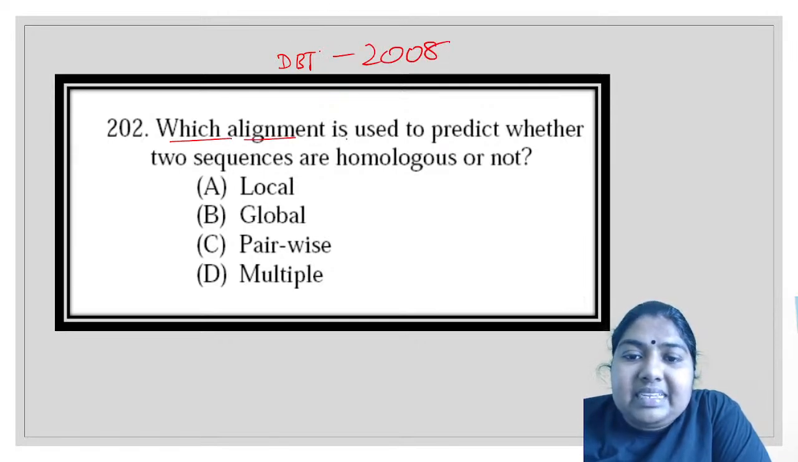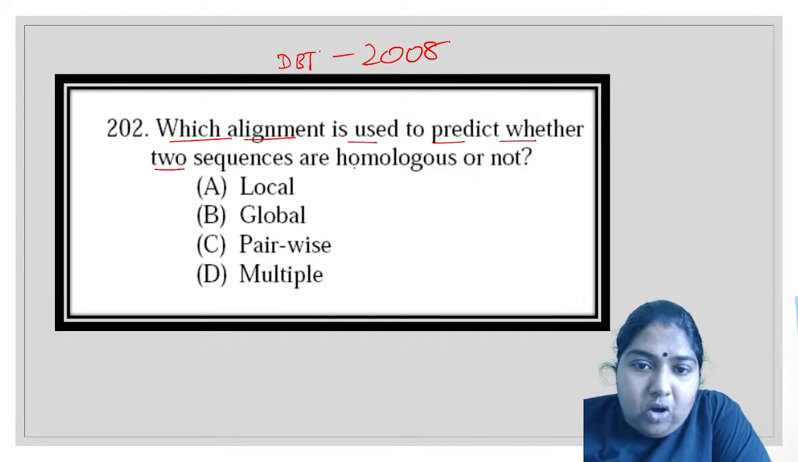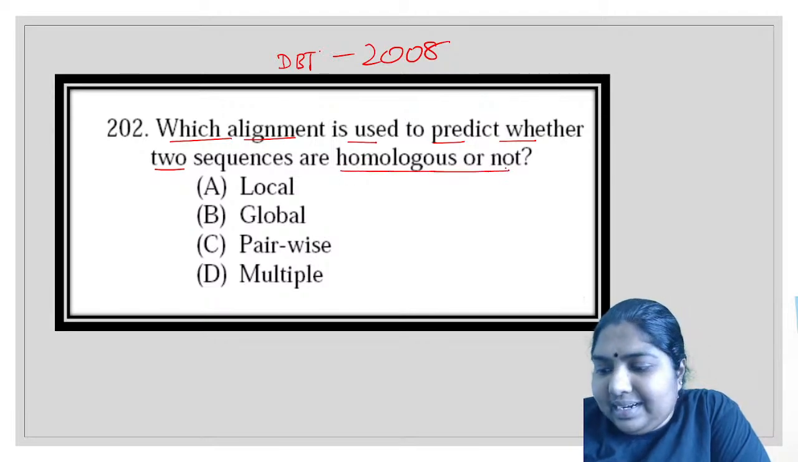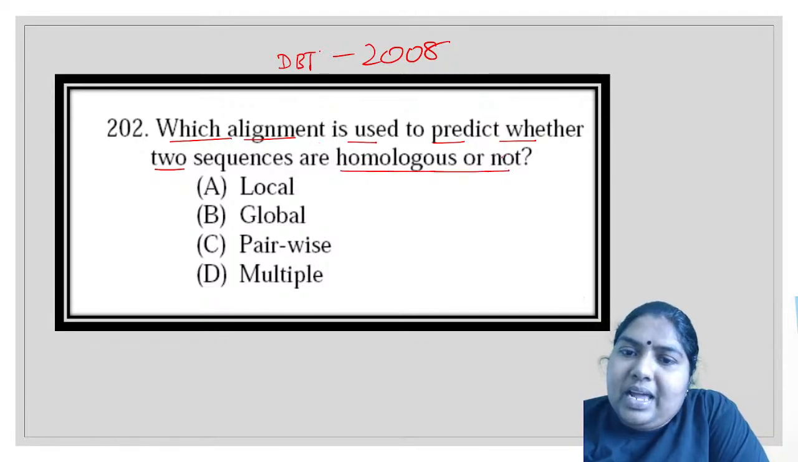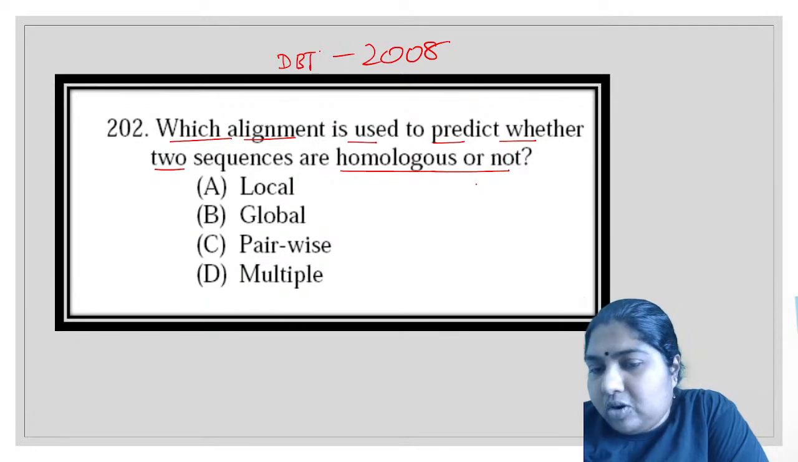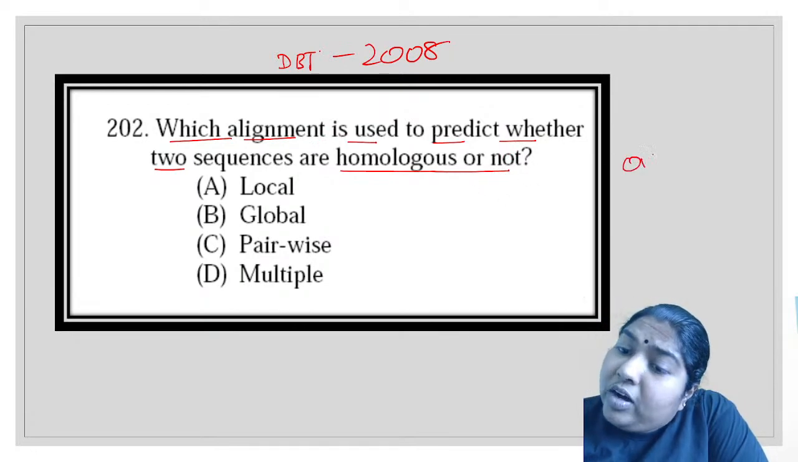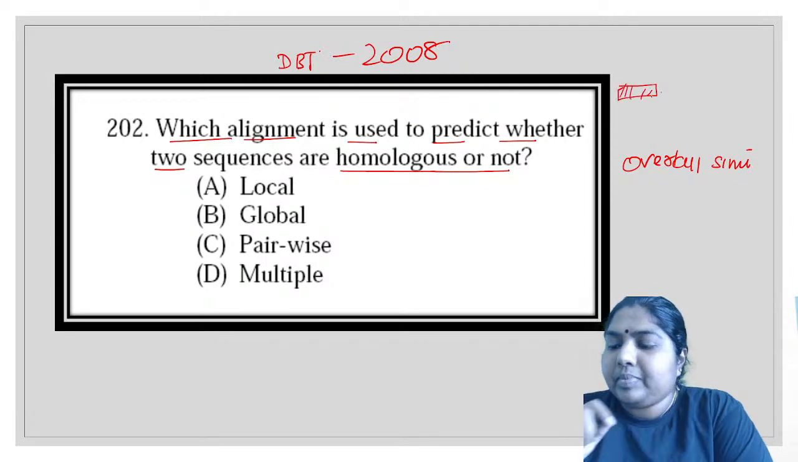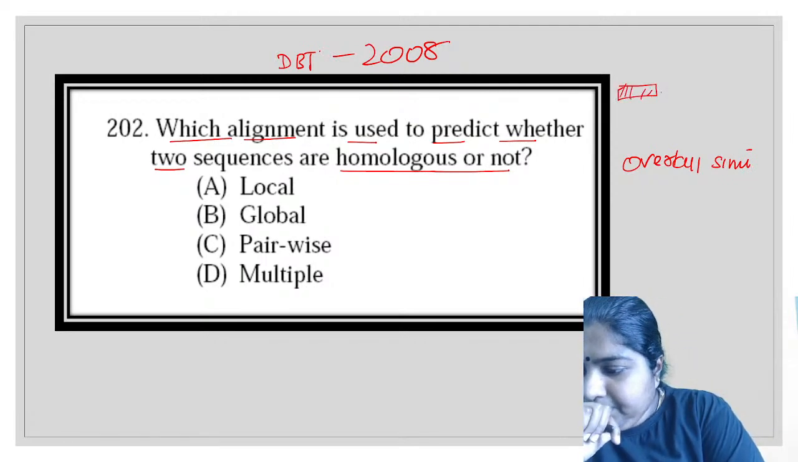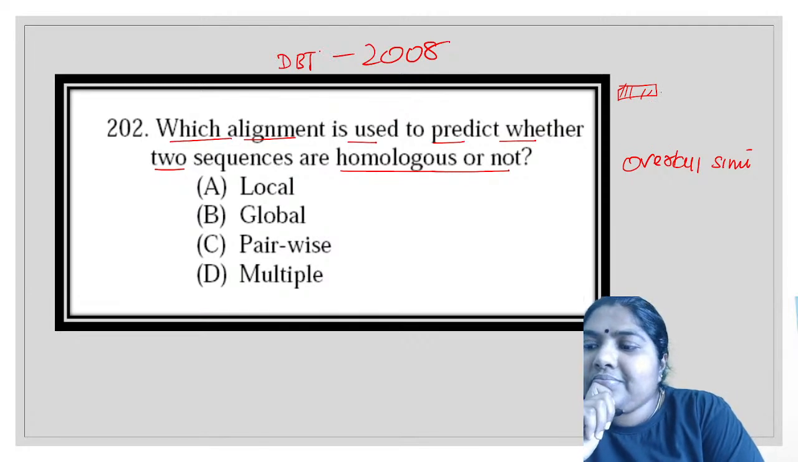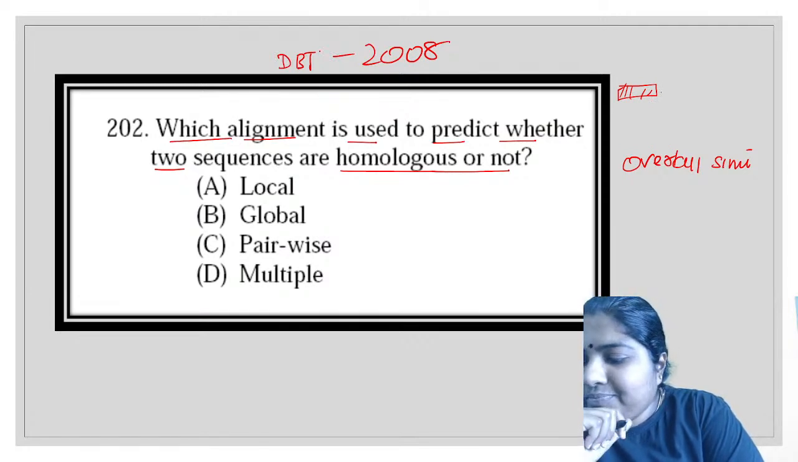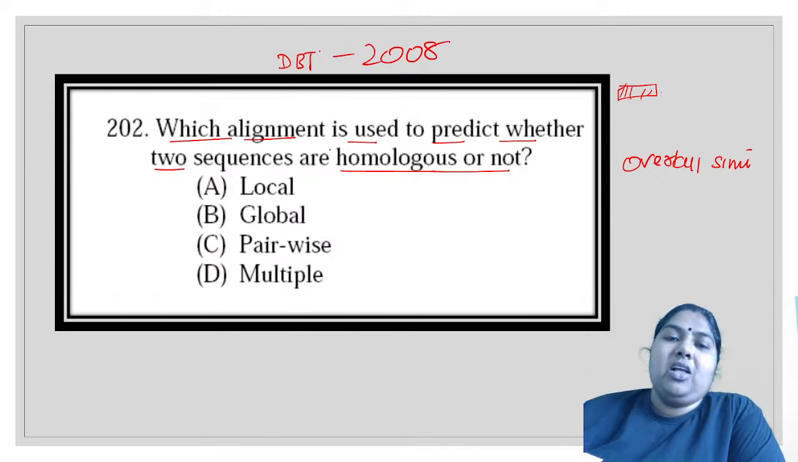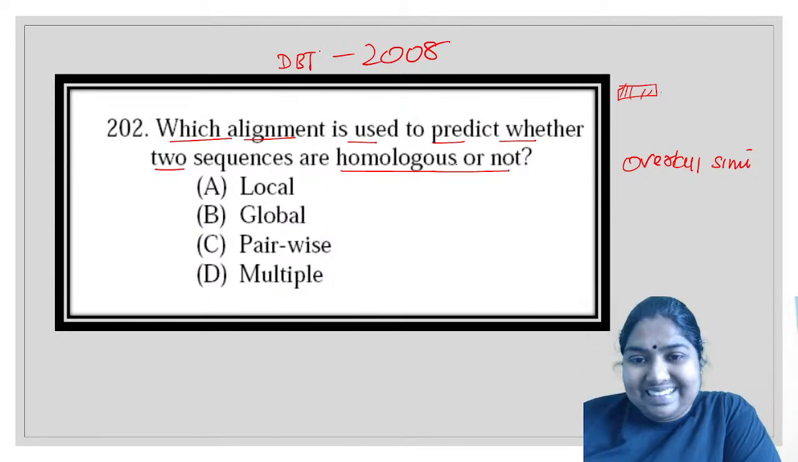Which alignment is used to predict whether the two sequences are homologous or not? Think, everybody. If I want to see whether it is homologous or not, should I see the overall similarity, or can I just take a little bit of region and check? Think, everyone. Is it so? Think of the definition. Think of the definition, everybody. What is the definition for homologous?